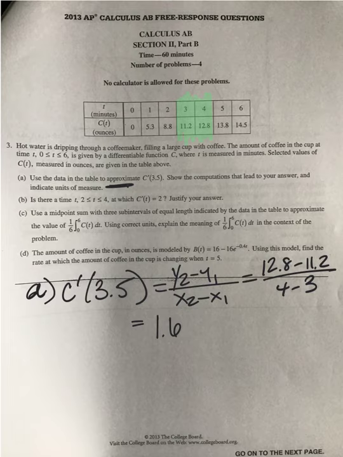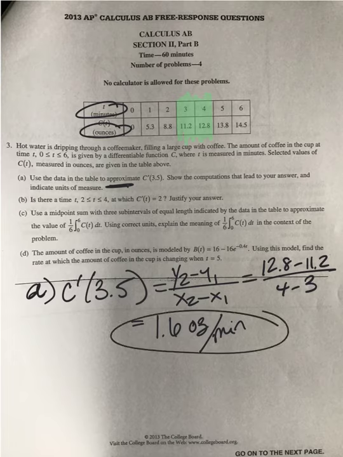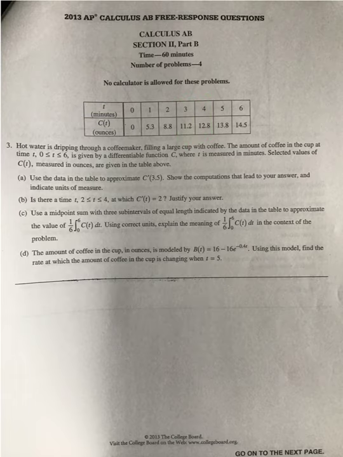Units of measure, well, the y's was ounces, per t was minutes, ounces per minute. So that means at 3.5, approximately this amount of coffee was increasing by 1.6 ounces per minute. So there you go. Quick, easy, 2-point problem. That's just them making sure you understand that derivative is slope and you're using the same old slope from before. All right, number 2.